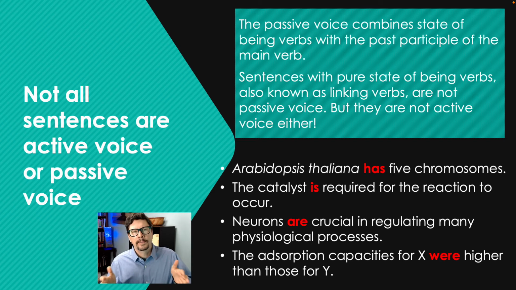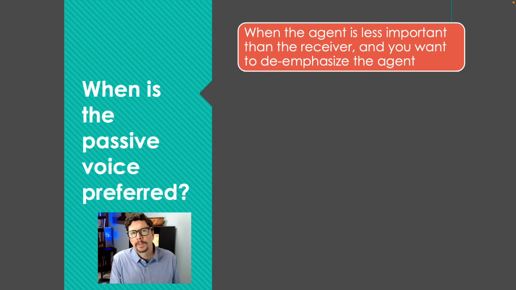So there are times when it's better to use the active voice, and there are times when it's better to use the passive voice. The first time that it's better to use the passive voice is when the agent is less important than the receiver, and you want to de-emphasize the agent. In other words, you want to emphasize the receiver of that action. So use the passive voice in that case. This is why materials and methods is usually written in the passive voice, because it's important that we're talking about the materials and the methods that are used in the research rather than who is doing it.